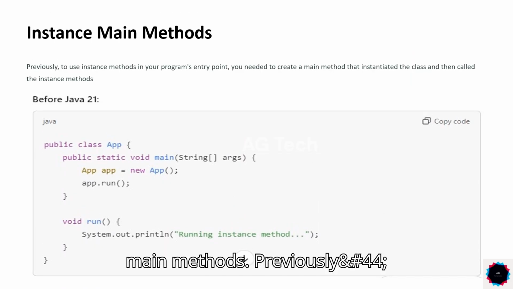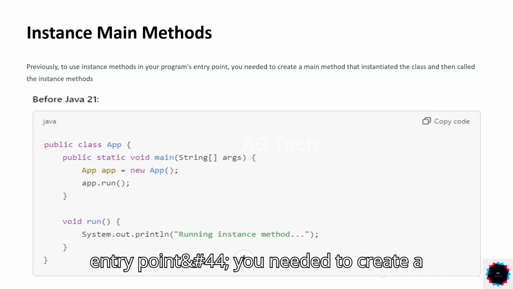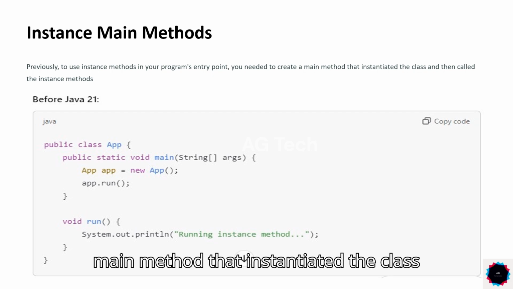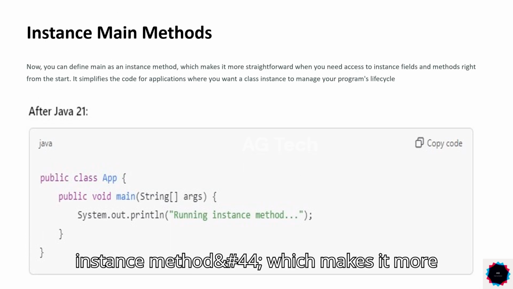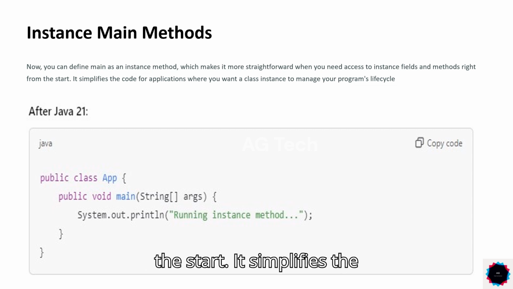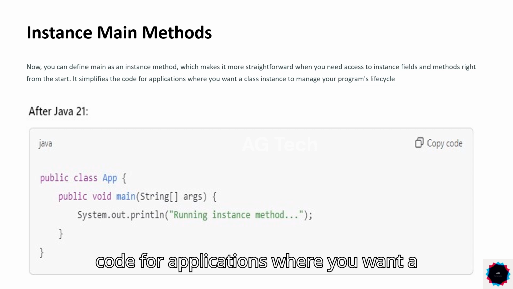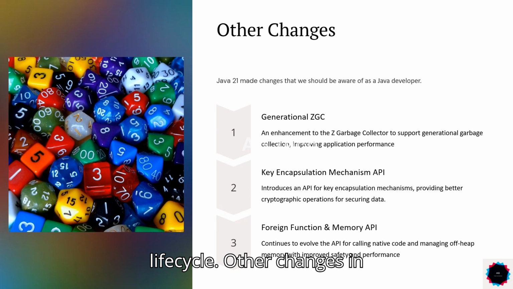9. Instance main methods. Previously, to use instance methods in your program's entry point, you needed to create a main method that instantiated the class and then call the instance methods. Now, you can define main as an instance method, which makes it more straightforward when you need access to instance fields and methods right from the start. It simplifies the code for applications where you want a class instance to manage your program's life cycle.